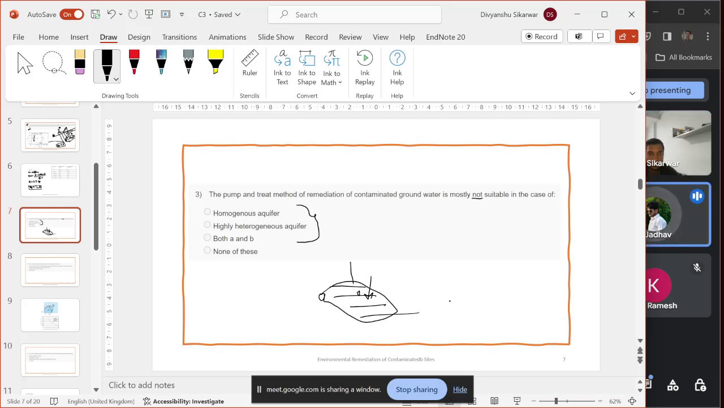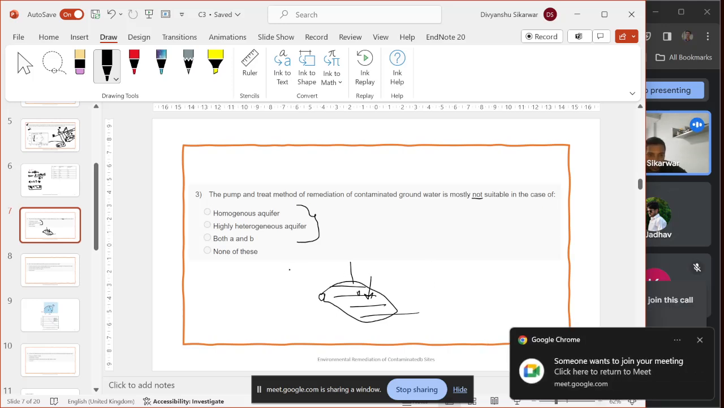I think it's the first, homogeneous aquifer. What is the reasoning behind your response, what is the thinking pattern? I think it's homogeneous aquifer, a combination of pump and treat that you have to do, like if I'm pumping water from soils.